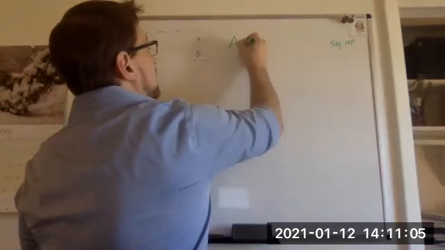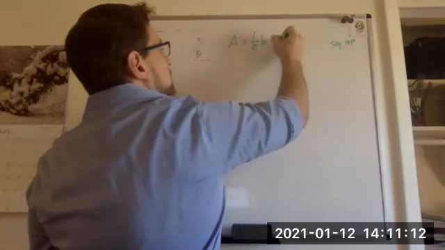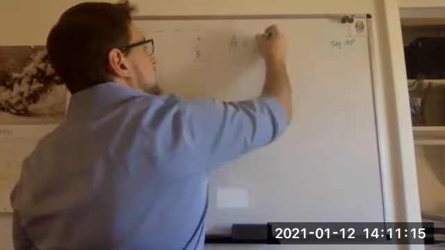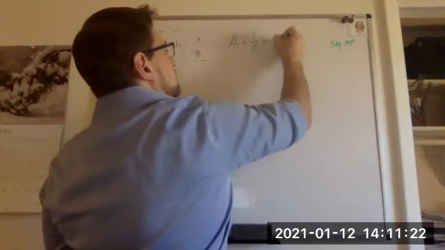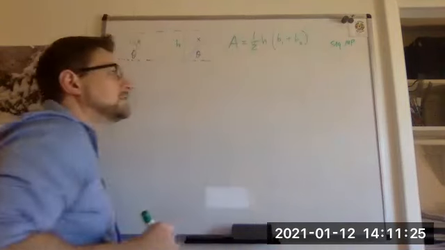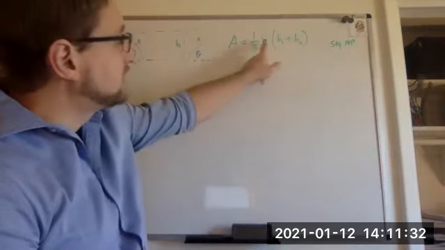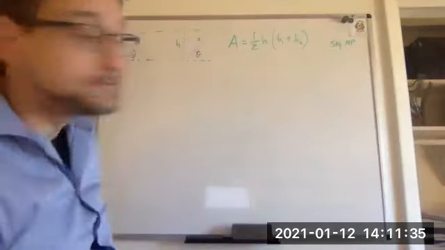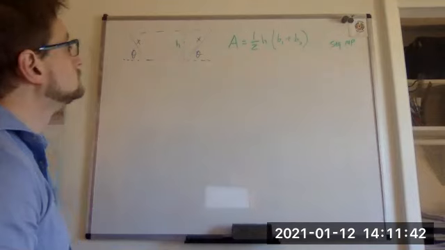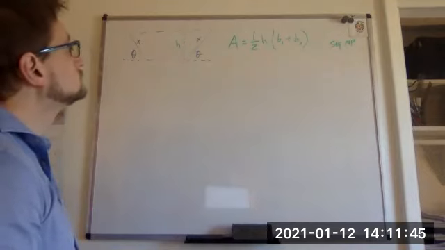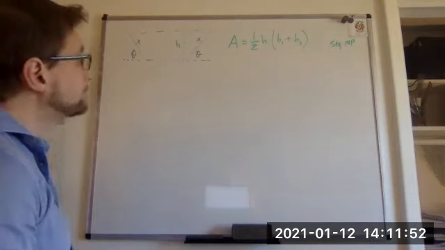So the area of a trapezoid is 1/2 times the altitude times the sum of the two bases, or actually it's the height times the average of the two bases.